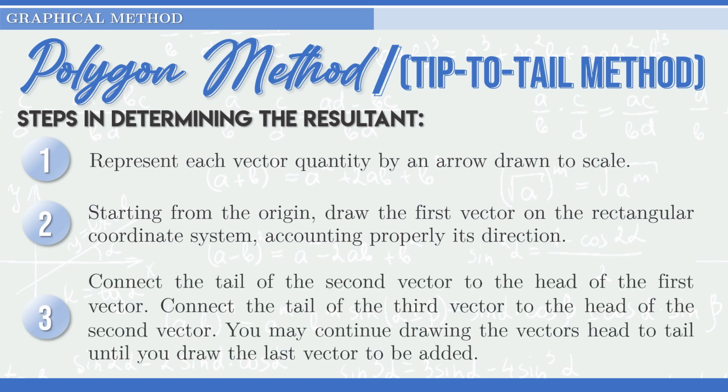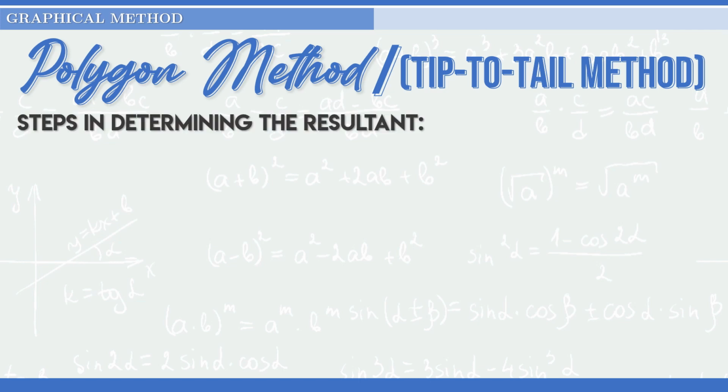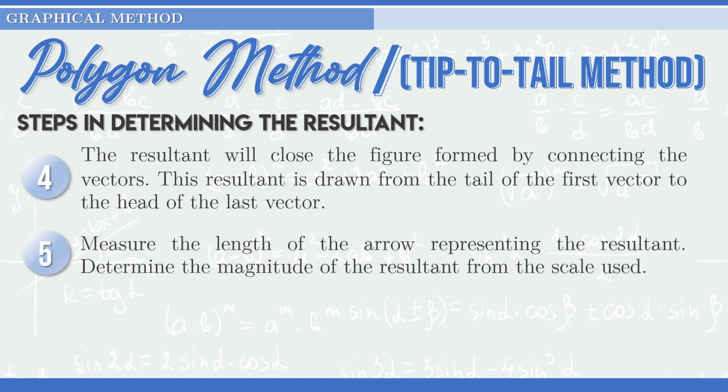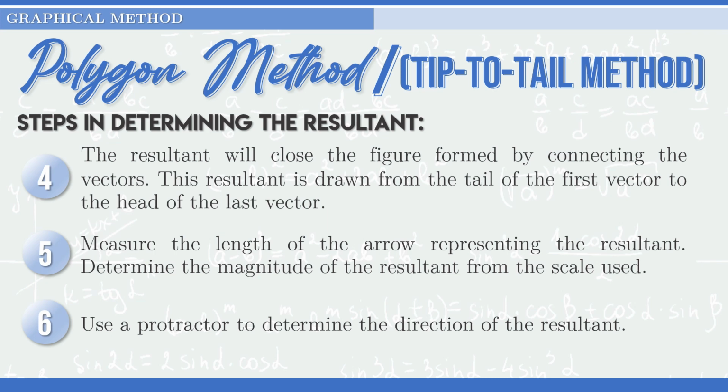Third, connect the tail of the second vector to the head of the first vector. Connect the tail of the third vector to the head of the second vector. You may continue drawing the vectors head to tail until you draw the last vector to be added. Fourth, the resultant will close the figure formed by connecting the vectors. This resultant is drawn from the tail of the first vector to the head of the last vector. Fifth, measure the length of the arrow representing the resultant. Determine the magnitude of the resultant from the scale used. And last, use a protractor to determine the direction of the resultant.